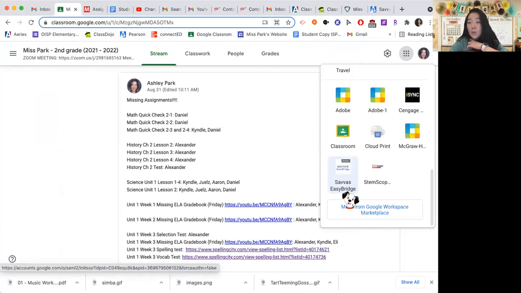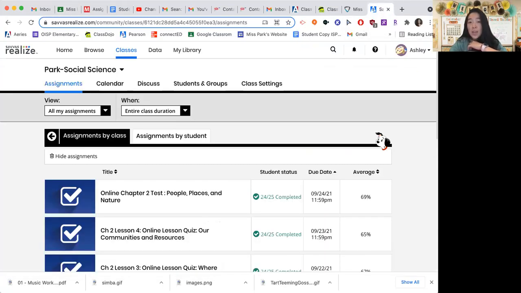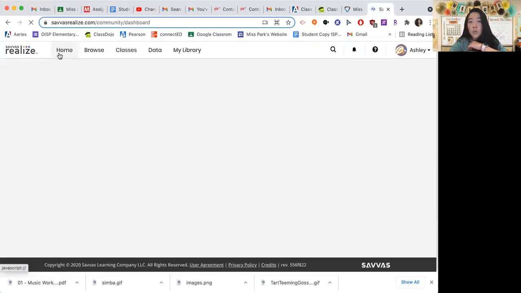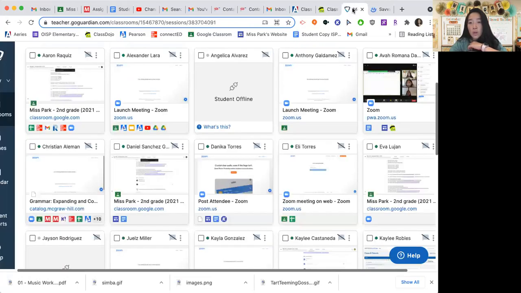Now, some of you guys, when you log in, it's telling you to log in a different way. If it ever does that, all you need to do is close out of everything and then reopen it. So let me see if I can show you guys what I mean.